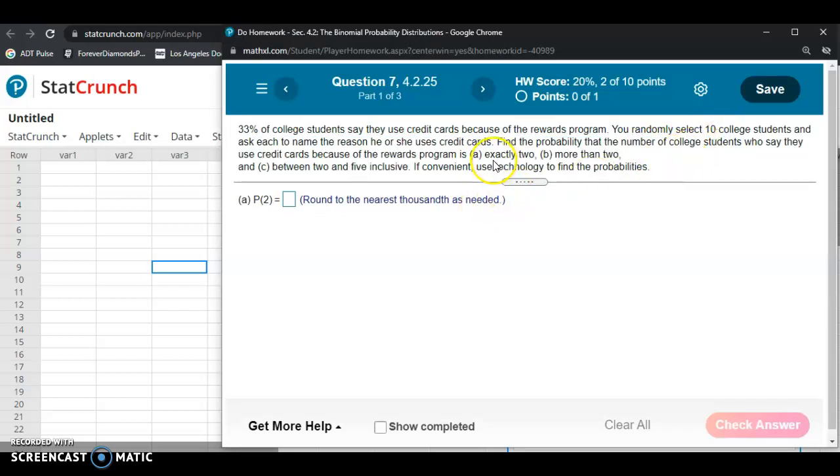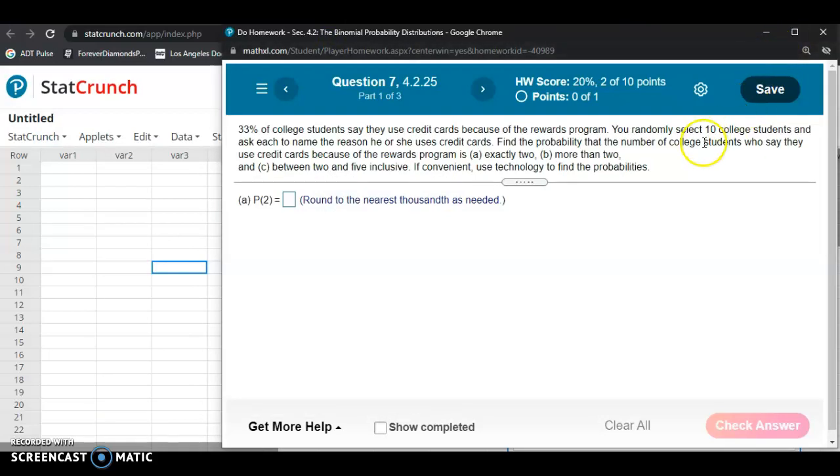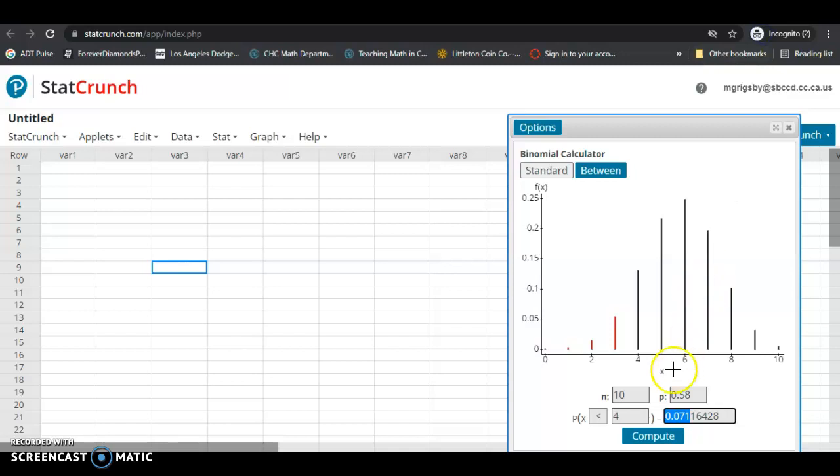Okay, so let's answer part A. Let's find the probability that exactly 2 out of the 10 say they use the credit cards because of the rewards program. So our probability of success, which is 33%, needs to be converted into a decimal. You can easily do that on a calculator, so 33 divided by 100, 0.33. So that's our probability of success. And the number of trials is 10, the 10 college students that we select. So N is 10, P is 0.33.